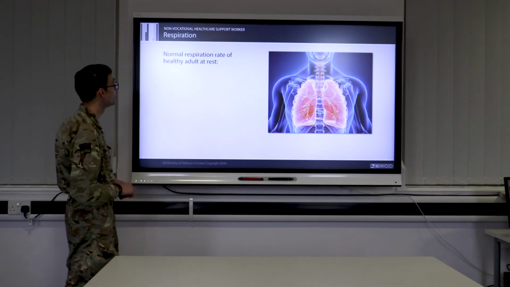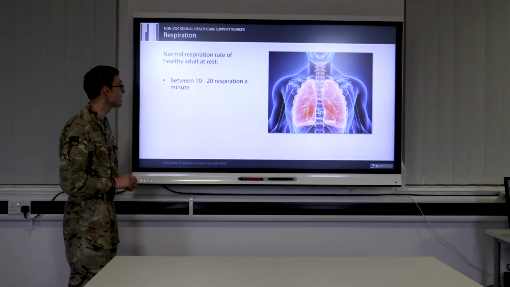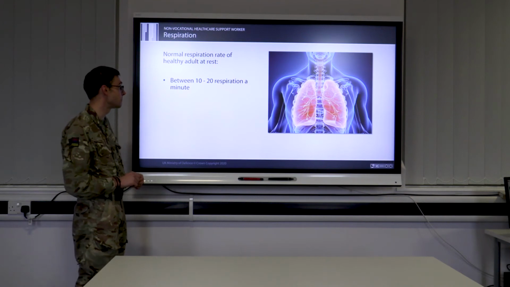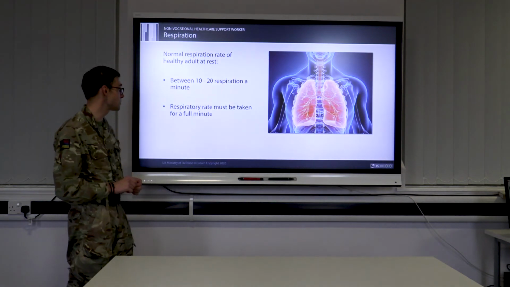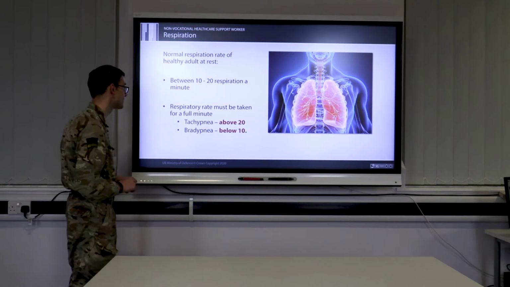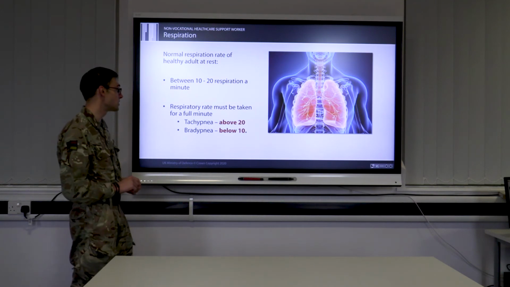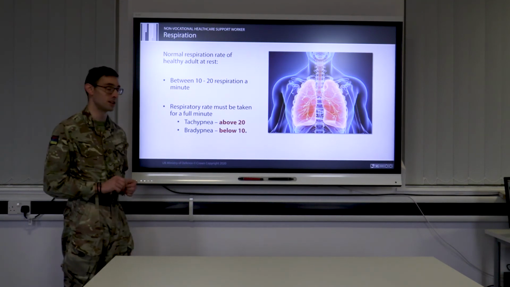Respiratory rate. Normal respiration rate of a healthy adult at rest is between 10 and 20 respirations a minute. The respiratory rate must be taken for a full minute. And above 20 or below 10 are abnormal respiratory rates.